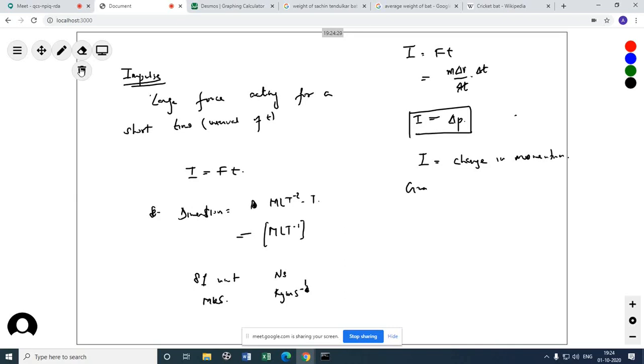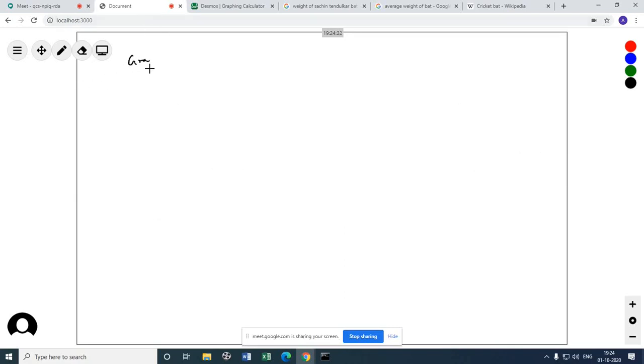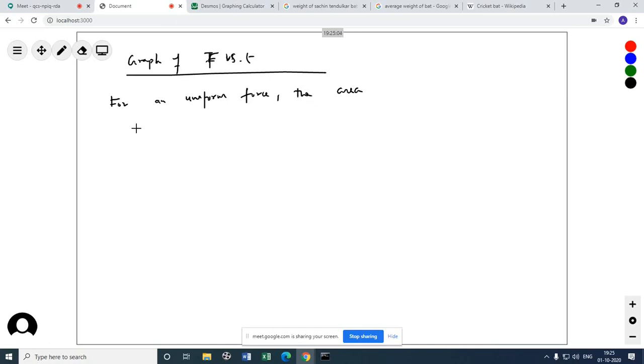Now, the graph of F versus T. May I clean the board? Yes, sir. Okay. For a uniform or constant force, in the F versus T graph, the area under the FT curve gives, can you guess what? Impulse.